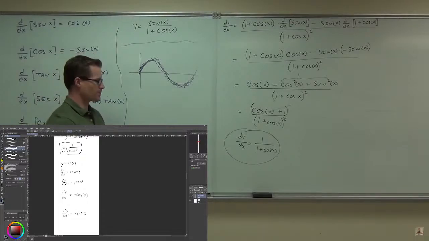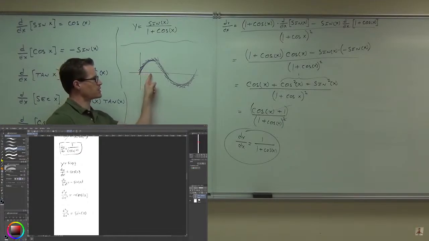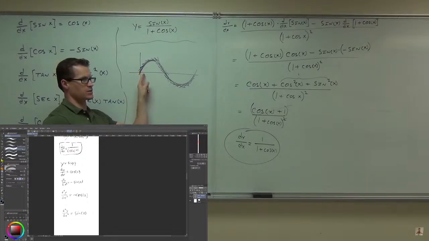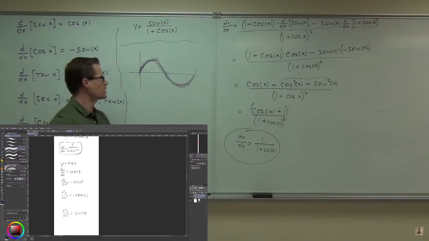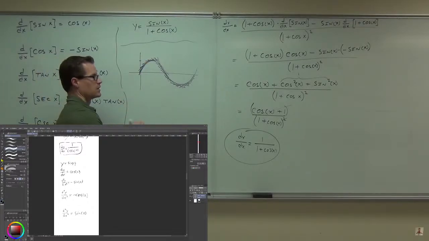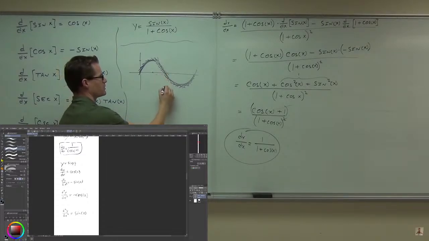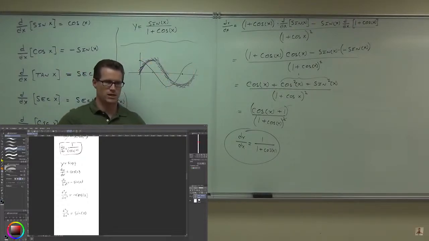If you graph the value of the slope at every one of these points from here to here, and you say at this x the slope is this, and at this x the slope is this, and you graph those, what you're going to end up with is actually cosine. Here's why. Slope at this point is actually 1. Slope at this point is 0. Slope at this point is negative 1. Slope at this point is back to 0. Cosine.